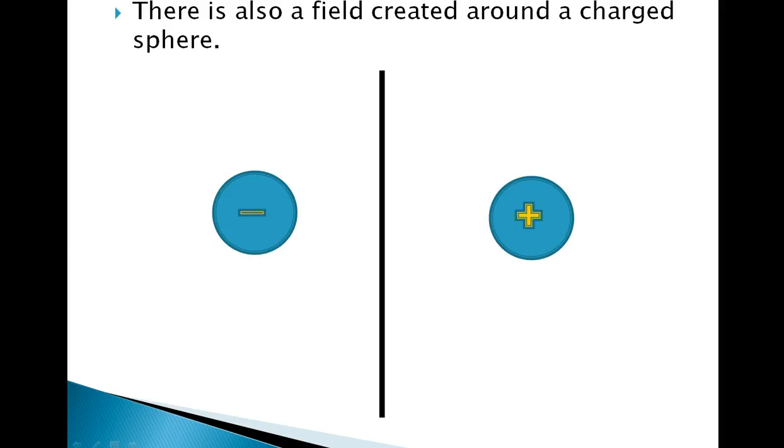On this one I did a negative and a positive. My bar in the middle is supposed to show that these two are not interacting. So these are not in the same space, but I'm doing them on the same screen.